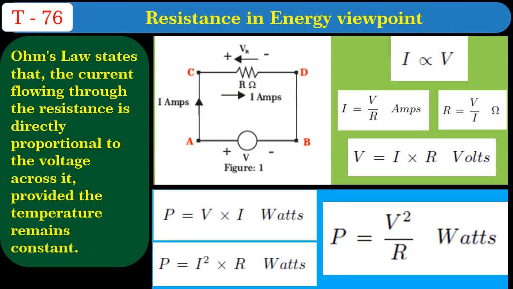Friends, next we shall discuss the resistance in energy viewpoint. The three equations which we have obtained using Ohm's law are listed here. We know that power is equal to V into I watts. By substituting V is equal to I into R, we get P is equal to I squared R watts. And by substituting I is equal to V by R, we get P is equal to V squared by R watts.